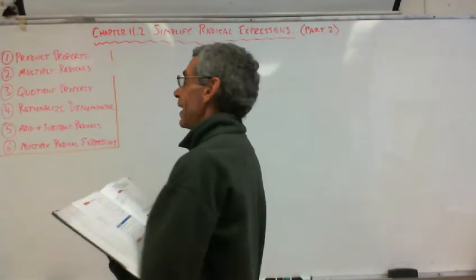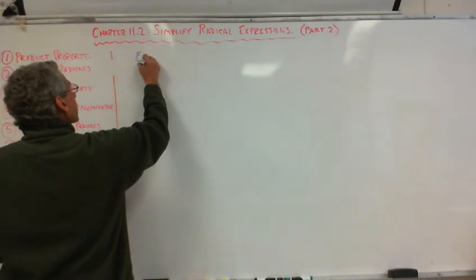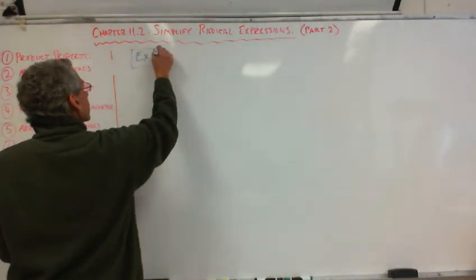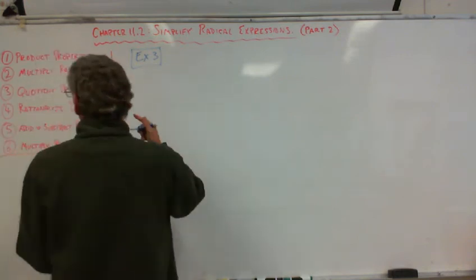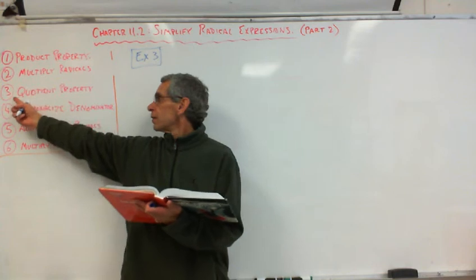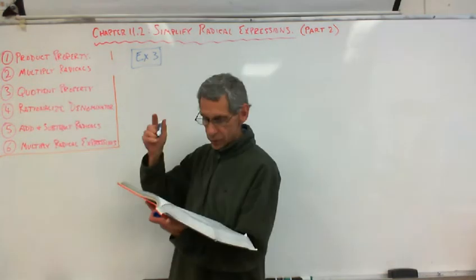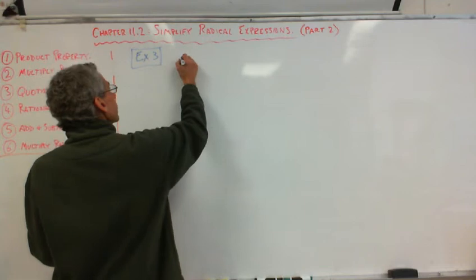Okay, in the book, example 3. Now we're going to example 3. Example 3 is the quotient property, right here. So example 3. Sometimes you get something like this.